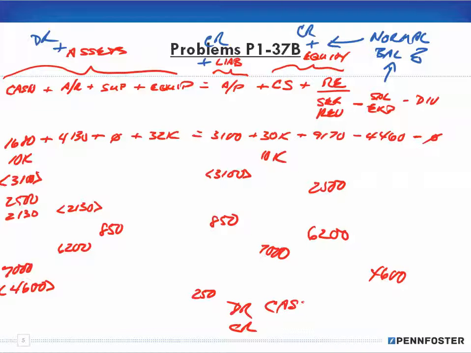So I'm going to debit cash for 250, right? And what am I selling? Well, I'm selling my supplies, which is an asset. So I credit my supplies for 250, right? That's my journal entry. So when I post to the ledger accounts, my cash increases 250 and my supplies decrease 250.